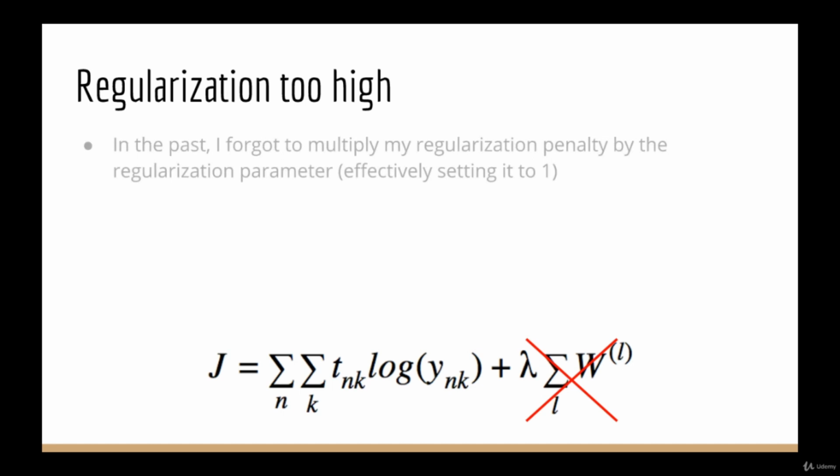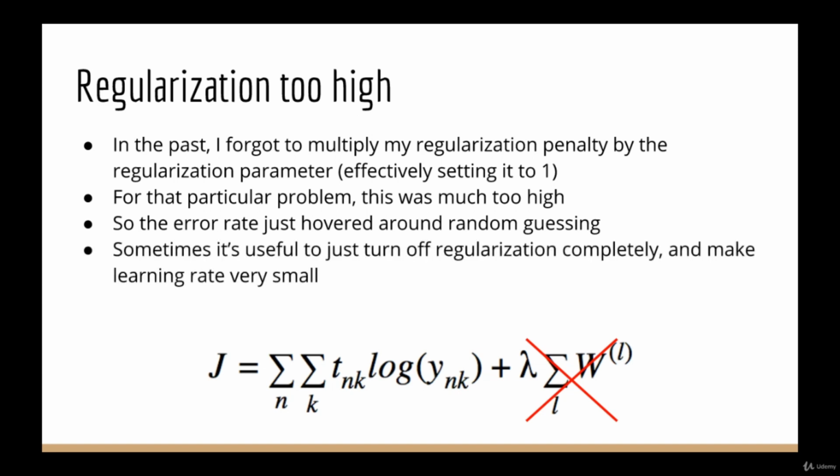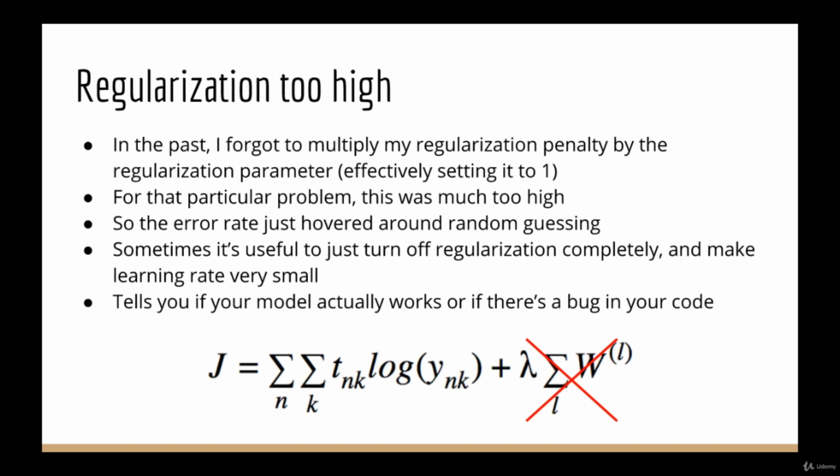One interesting obstacle I've encountered before is that I forgot to multiply my regularization penalty by the regularization parameter. That effectively made the regularization parameter a 1. For the particular problem I was working on, this regularization parameter was much too high, so my error rate just hovered around the point of random guessing. So sometimes it's useful to just turn regularization off completely and make your learning rate very small to see if your model actually works or if there's an error in your code.